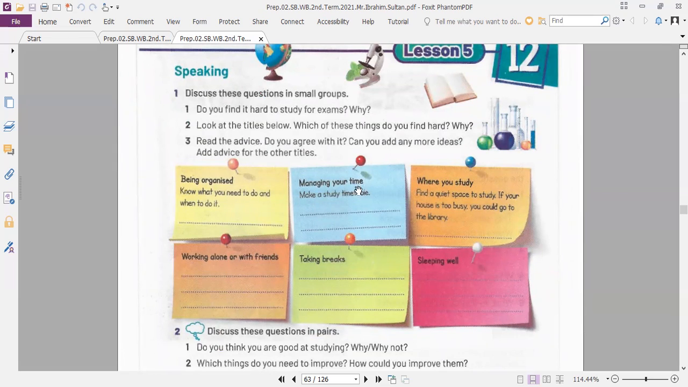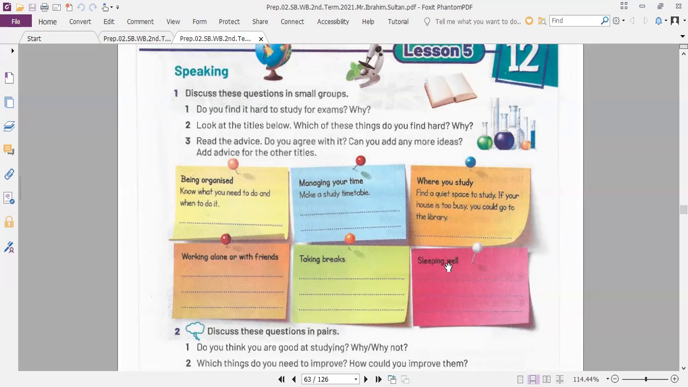Managing your time. Make a study timetable. Where you study, to find a quiet space to study. If your house is too busy, you could go to the library. Working alone or with your friends. يعني تبقي عارفة ايه الأفضل بالنسبة لك, to work alone or with your friends. Taking breaks. While you are studying, you should take breaks and sleep well.